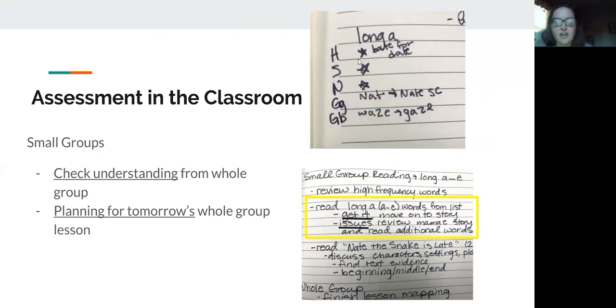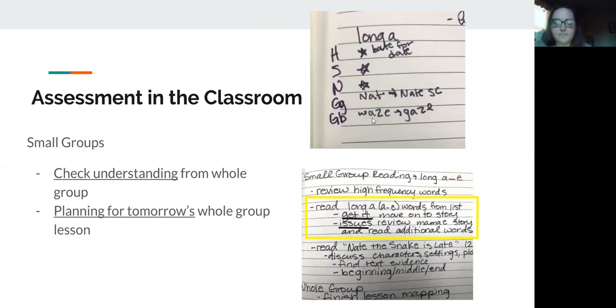This girl read all the words. She just had a reversal, a B for a D, which we need to work on, but that tells me she could apply the silent E rule, and she knew that the A said its long sound. Down here, this student read it as a short A, but he self-corrected it. So he saw his mistake and fixed it.